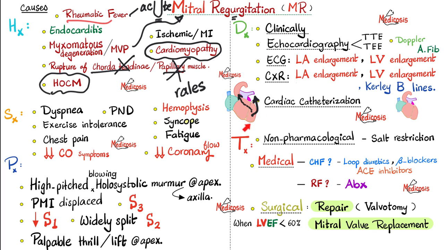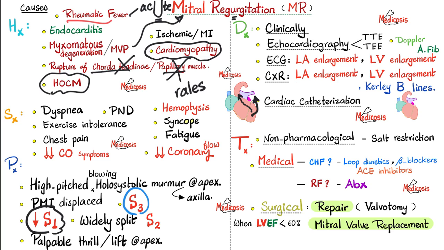Physical examination. Put your stethoscope on the patient's apex. You're going to hear a high-pitched blowing holosystolic or pansystolic murmur, best heard at the apex of the heart and radiates to the axilla. The point of maximal impulse, i.e. the apex, is displaced laterally. Because of the volume overload, we expect S3 heart sound. Because S1 sound is normally caused by the closure of the mitral valve, and this mitral valve cannot close, we have diminished S1.